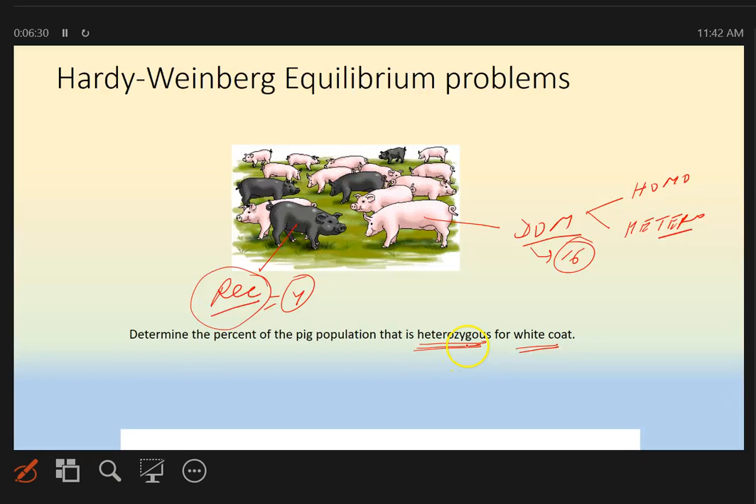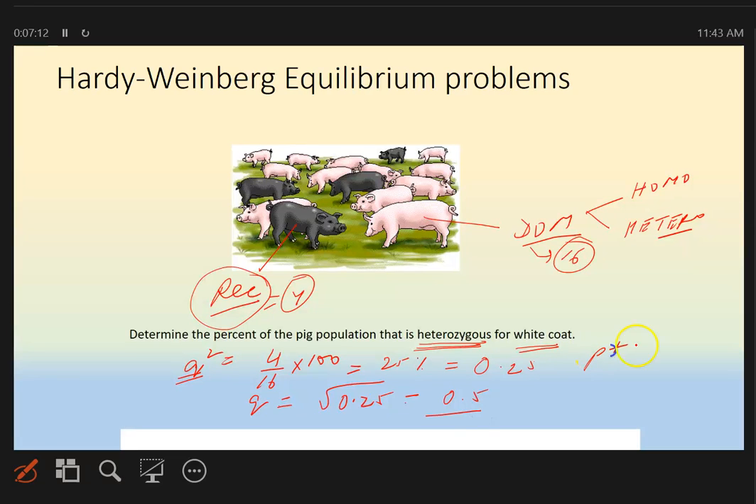My first question is, what is my Q squared? What is my genotypic frequency of the recessive gene? It will be 4 divided by 16 times 100, which is 25%, and 25% can be written as 0.25. You agree? All right. If you have Q squared, then what is Q? Q will be the square root of 0.25, which equals 0.5. This is simple math.